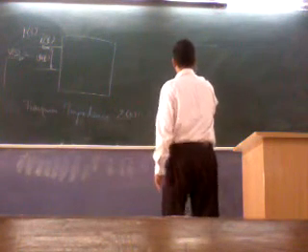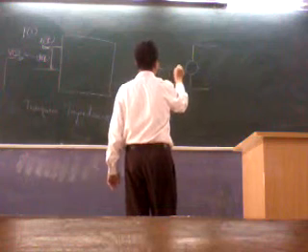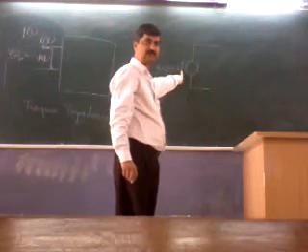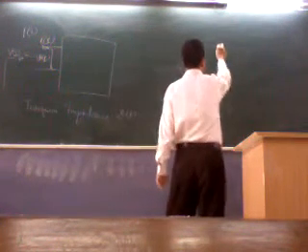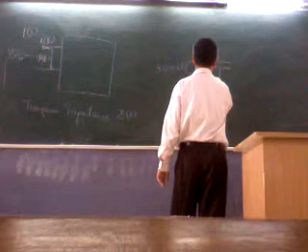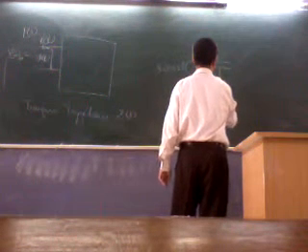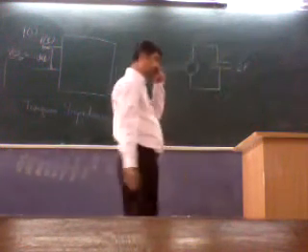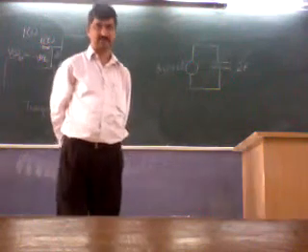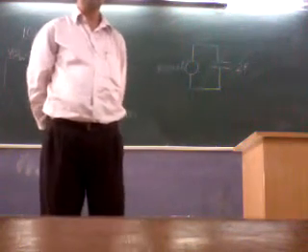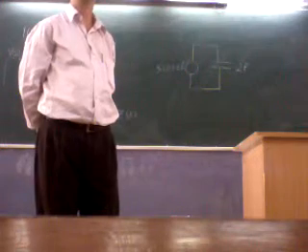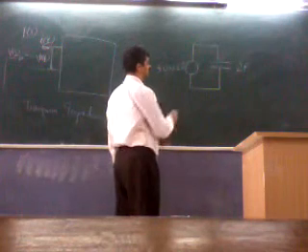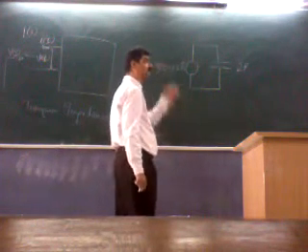We have a sinusoidal source 5 cos 2t. 5 cos 2t is the sinusoidal source. We have connected it across a capacitor of 2 farad. Right? What will be the current?